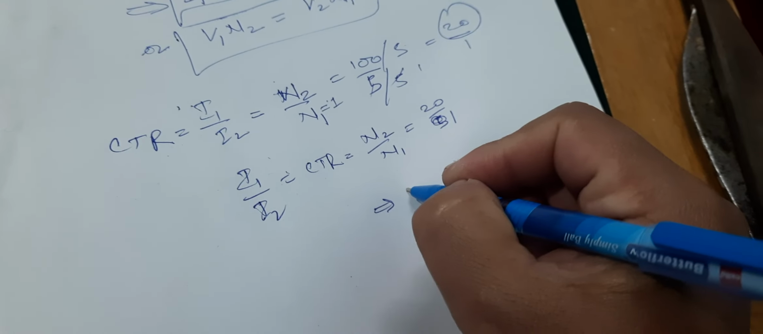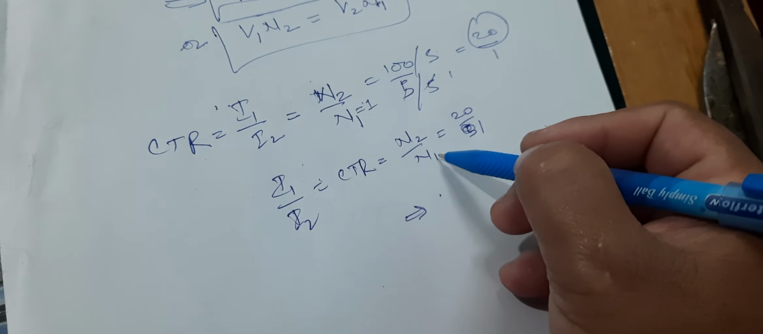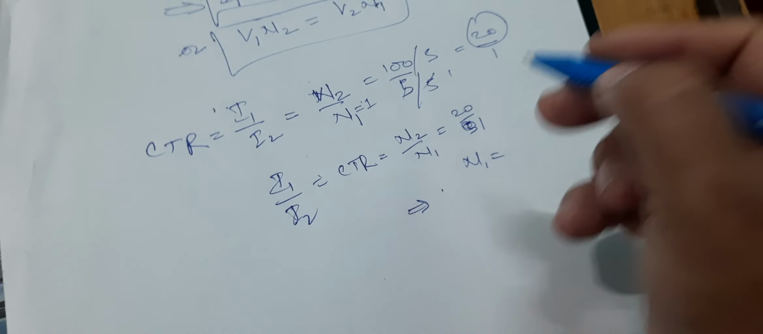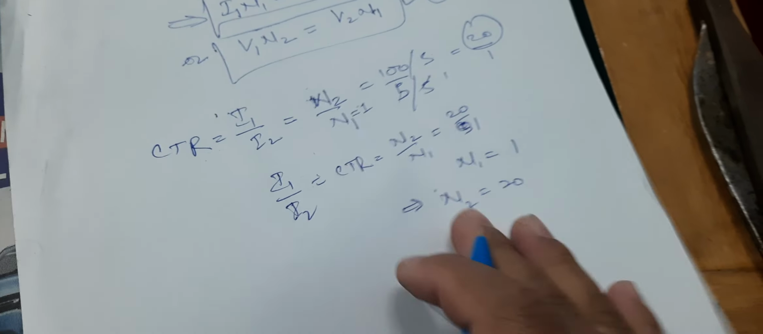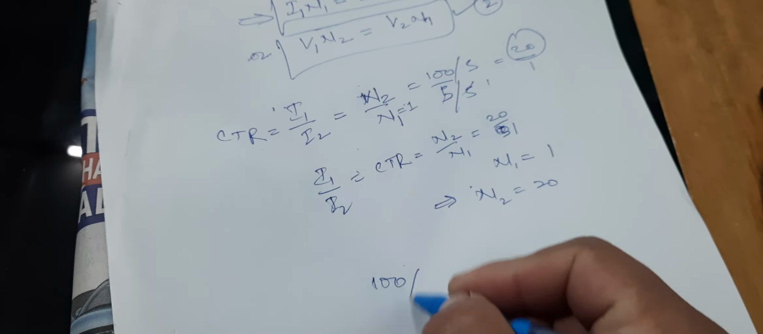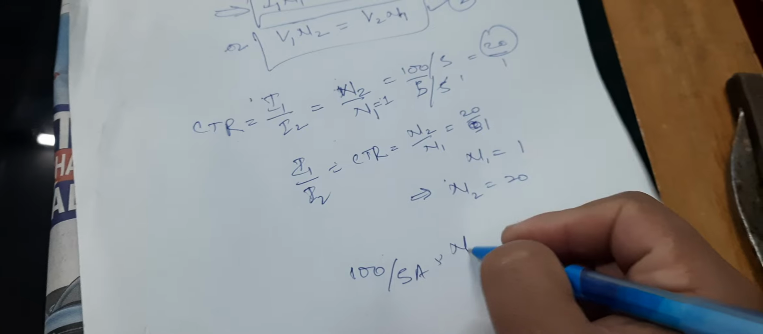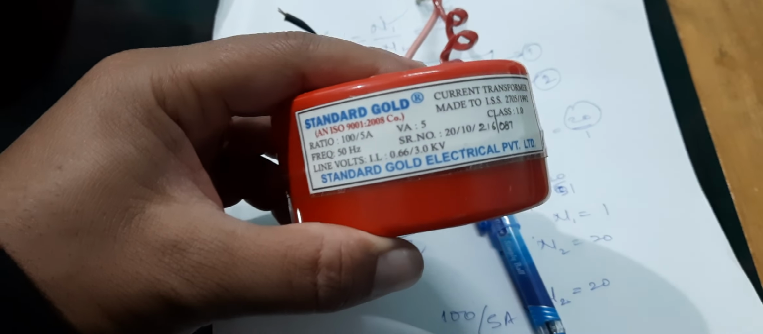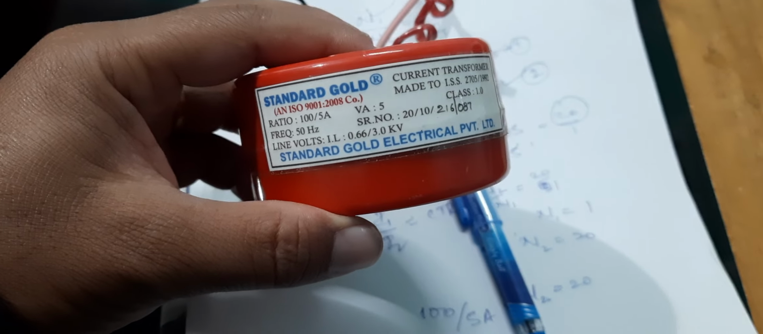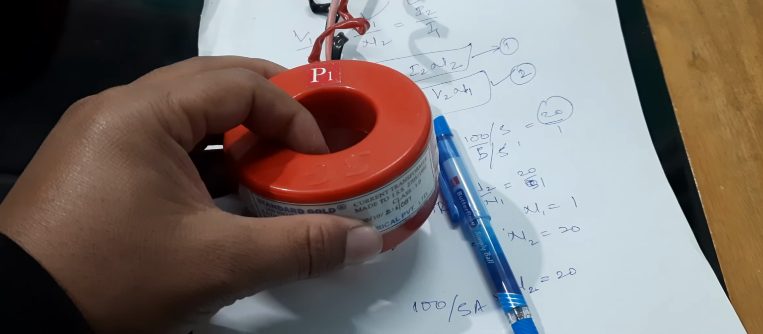Because in the primary, as I said, N1 is a single conductor, it will be 1. So N2 will be equal to 20. That means if the ratio we have seen is 100 by 5 ampere, the number of turns in the secondary should be 20. Then I'll open up the CT. Without actually measuring, we will just open this up and see whether we have 20 turns or not.